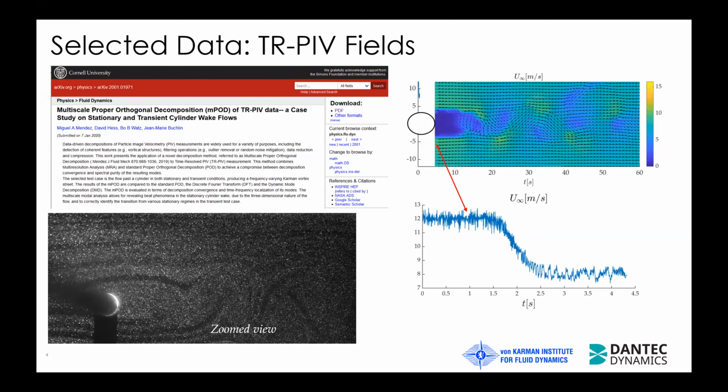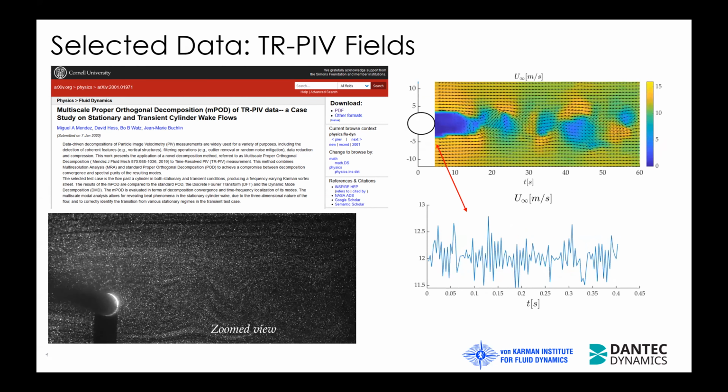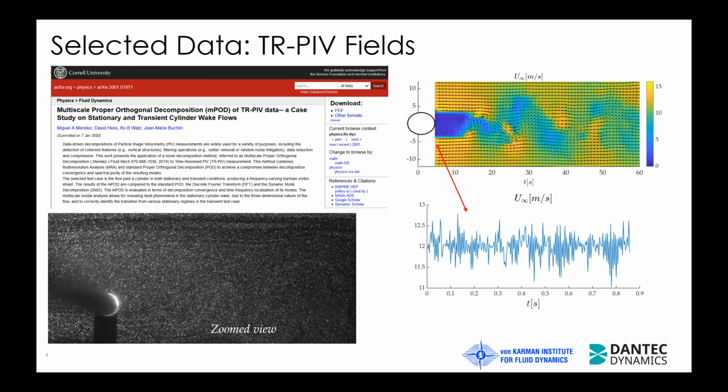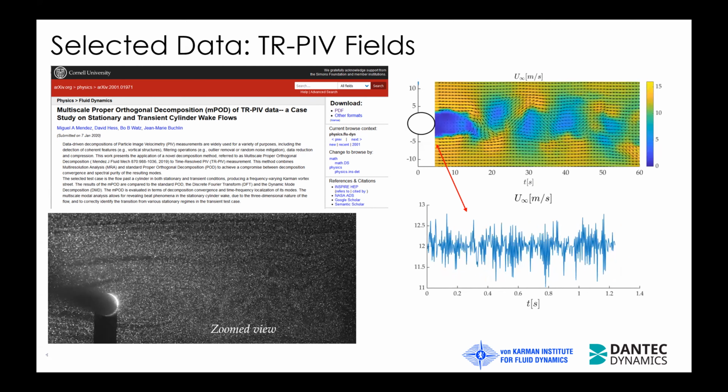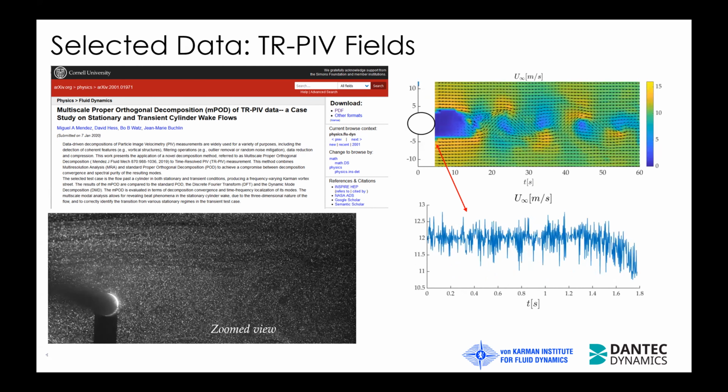Okay. So since this data set has two steady state conditions, one where the velocity was 12 meters per second, and the other where the velocity was below, you will expect to see two different clear frequencies, one for the first shedding, the other for the second shedding.